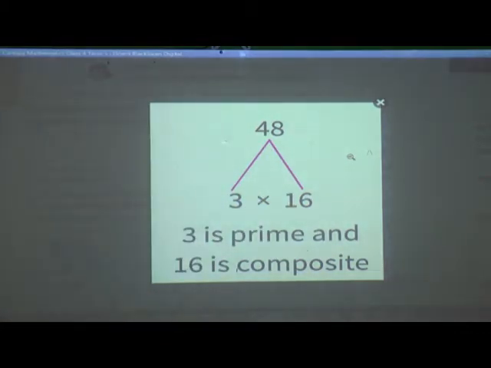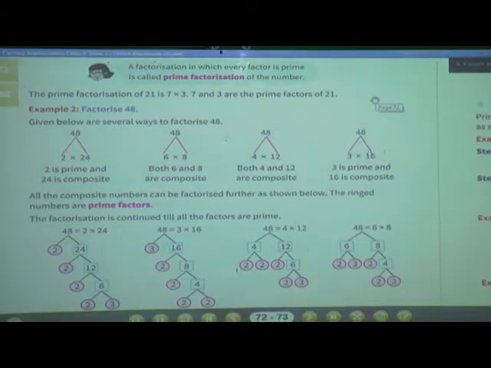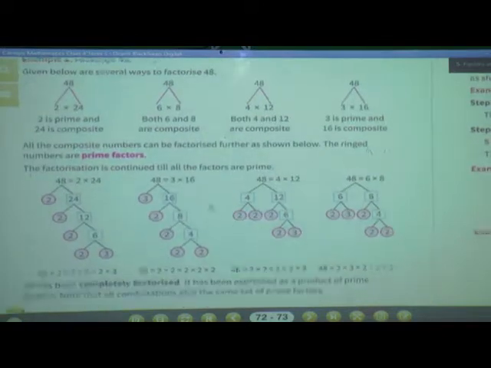Okay. So here all the composite numbers can be factorized further as shown below. Okay. So the ringed numbers are prime numbers. I'll show you here.